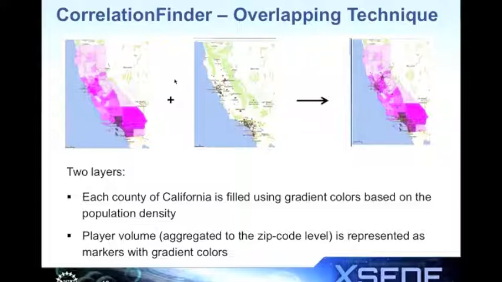The second layer is the front layer, shown here in the middle graph, showing the player volume. Player volume is represented as markers with a graded color. So we add these two layers together, and that comes to the graph on the right. Then we can clearly see the correlation between these two variables. That is, the higher the population density, the higher the player volume.